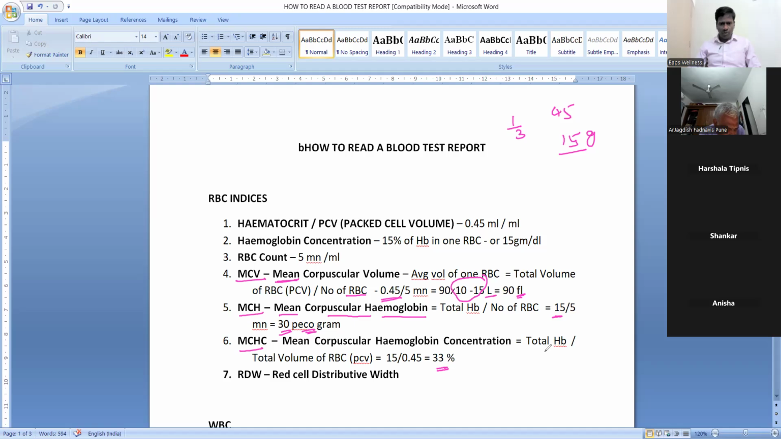So the total hemoglobin divided by total volume of RBC, that is hematocrit or packed cell volume. That is 15 divided by 0.45 in 1 ml. That means it makes to around 33% is the normal one. If you see in the report, they would have given something plus or minus 2 or 3 in all these items.